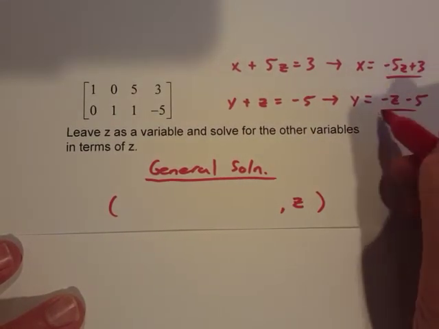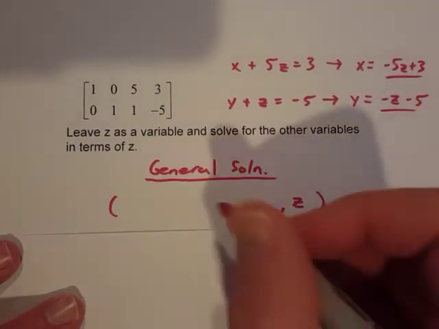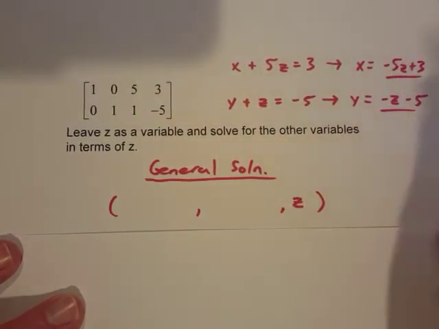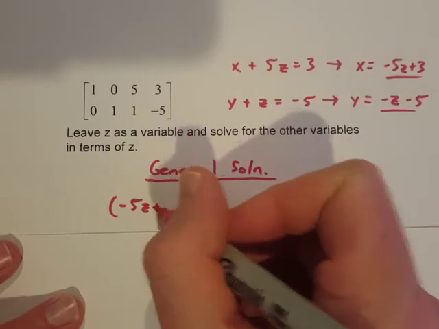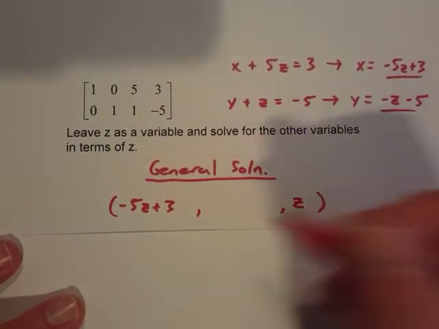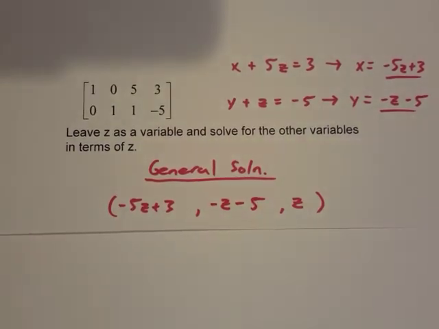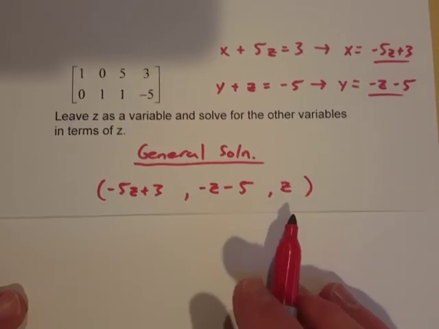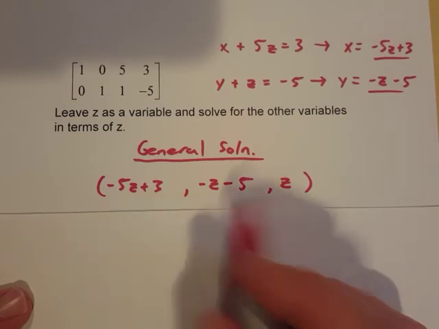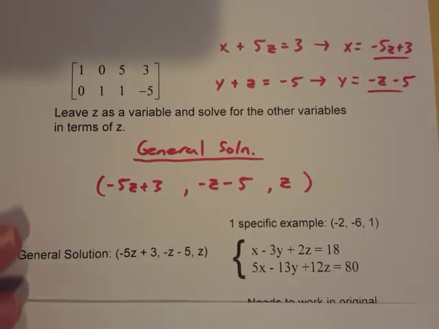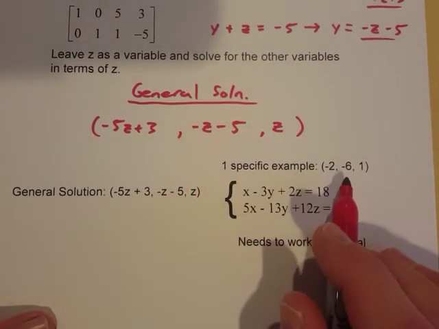We also found expressions for x and y. We don't actually have values for them at this point. But in place of x, we can put negative 5z plus 3, and in place of y, negative z minus 5. So it's not an exact solution, but at least it only involves z, and so we could pretty easily pick a solution that actually works. That's our last part of this problem: to think about specific examples.